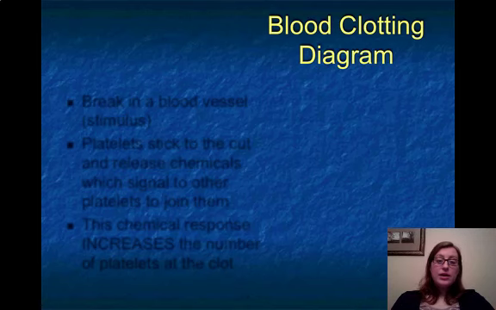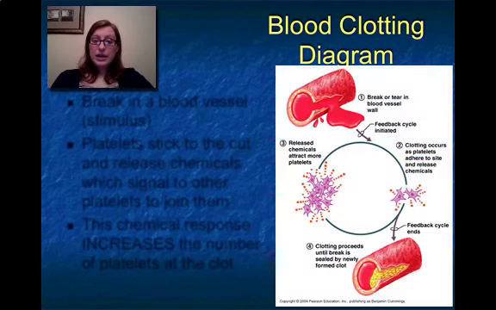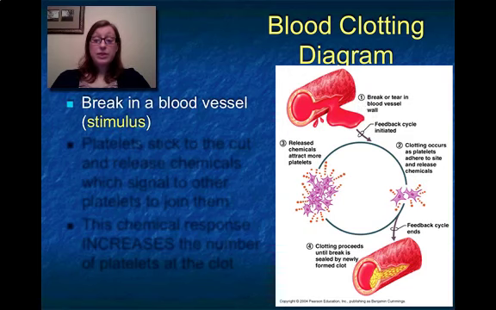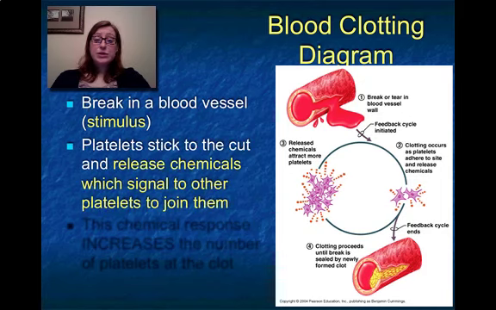Okay, let's look at another example here. Here's a blood clotting diagram. Okay, step one, there's been some tear or some break that has occurred in a blood vessel wall. So that's a stimulus. Okay, from this, cells release chemical signals. Specifically, these cells are known as platelets. Okay, and platelets are little fragments of cells that are responsible for clotting your blood.